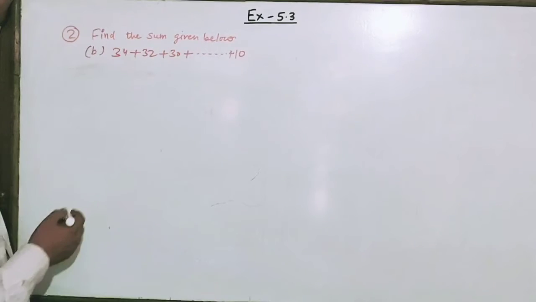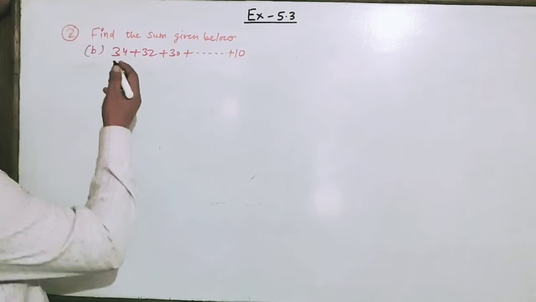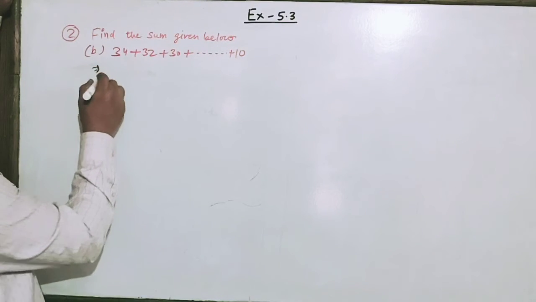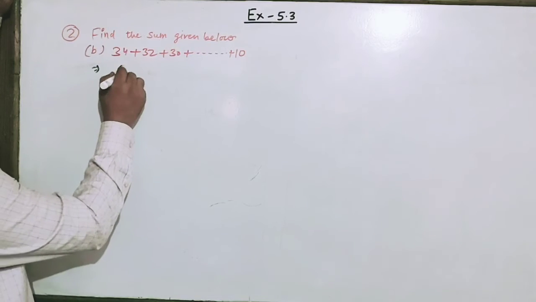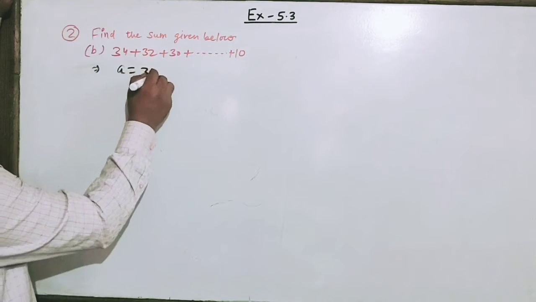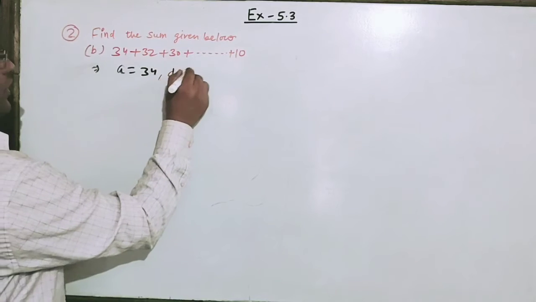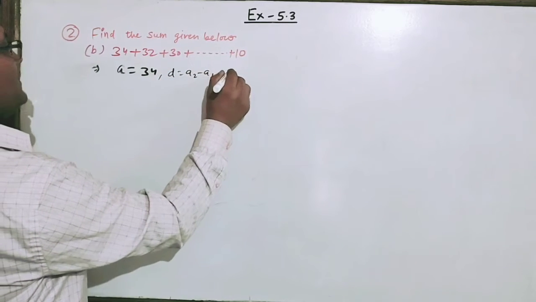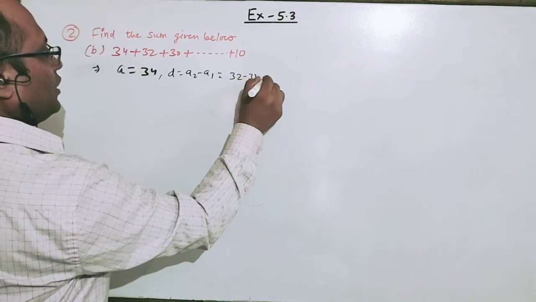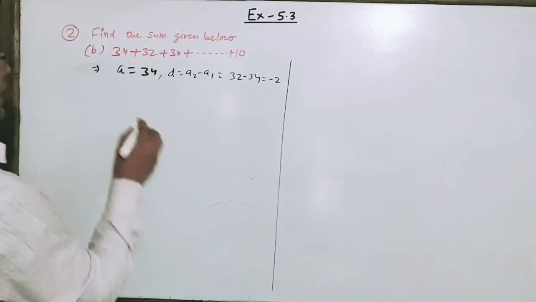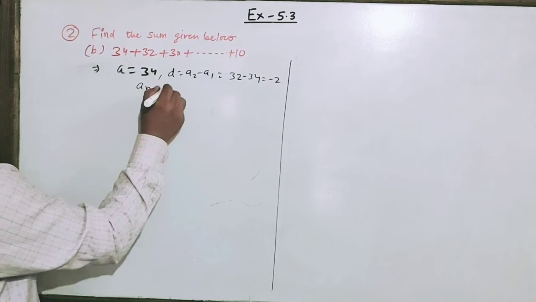Okay. Now another question, that is B. Find the sum given below. You have to use the same formula. a equals 34. b equals a2 minus a1, that is 32 minus 34 equals minus 2. And an equals 10.